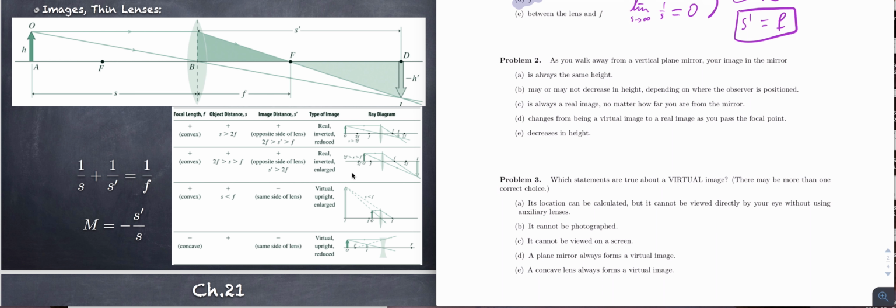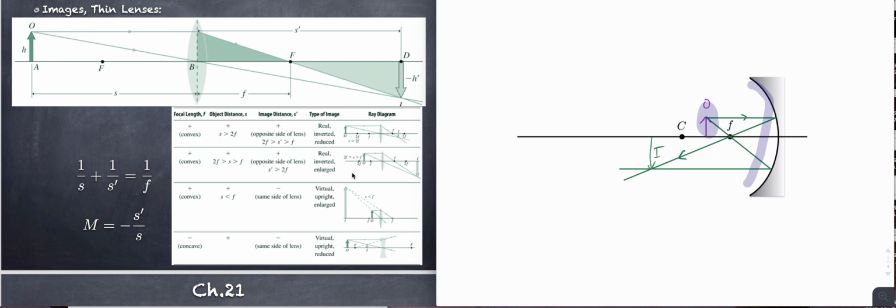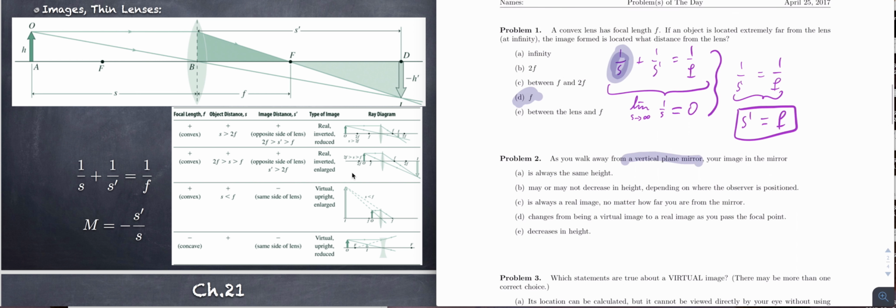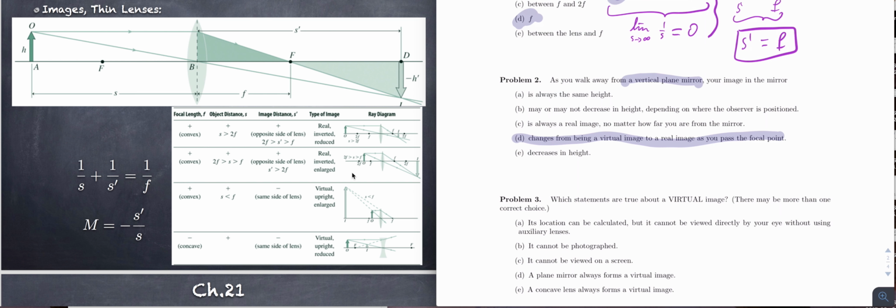Interesting. So first of all, it's a vertical plane mirror, so there's actually no focal point. The focal point only occurs when you have curvature on your mirror. So we can already rule that one out. Okay, is always a real image. C we should rule out as well.